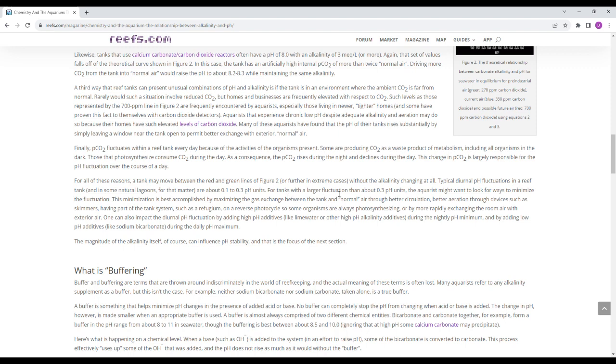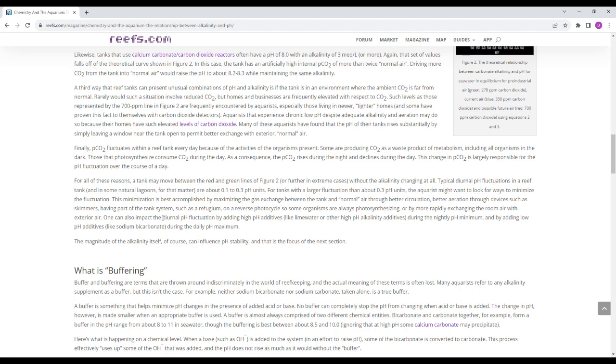For a tank with a larger fluctuation than about 0.3 pH units, the aquarist might want to look for ways to minimize the fluctuation. This minimization is best accomplished by maximizing the gas exchange between the tank and normal air through better circulation, better aeration through devices such as skimmers, having part of the tank system such as a refugium on a reverse photocycle, so some organisms are always photosynthesizing, or by more rapidly exchanging the room air with exterior air.